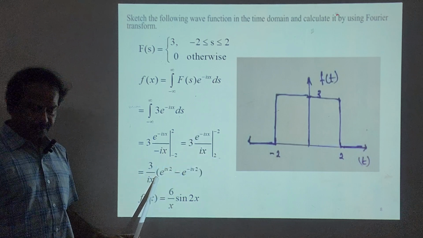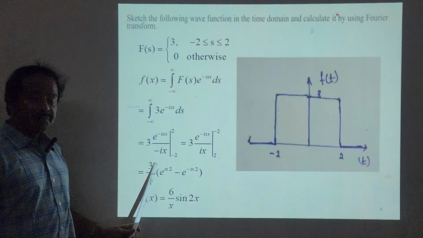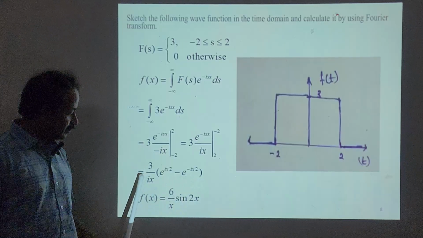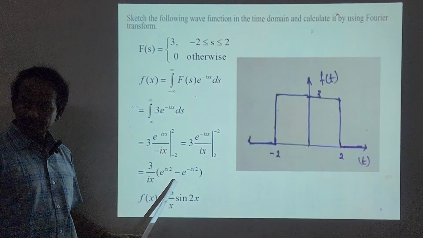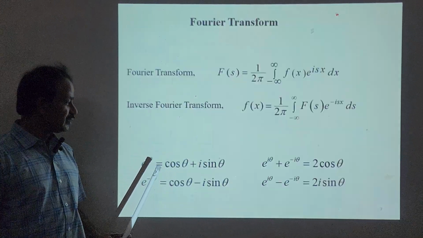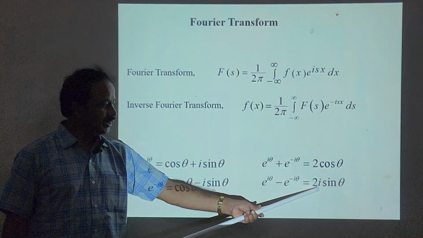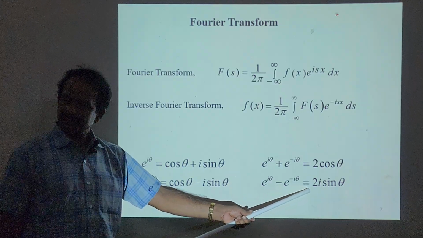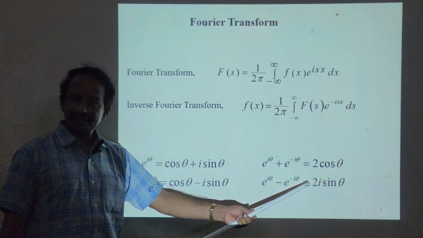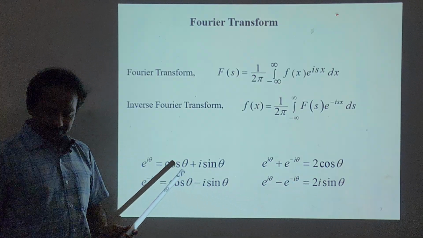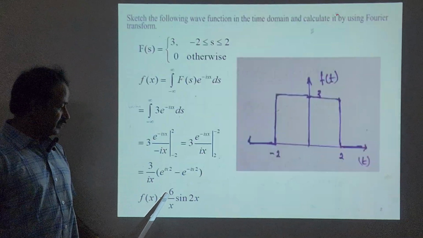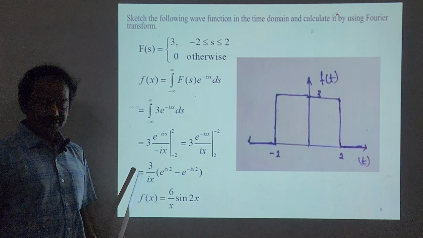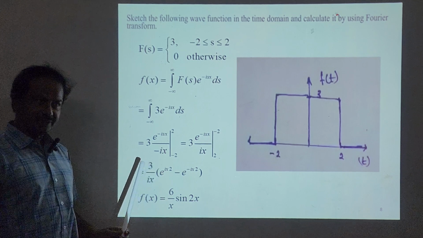Is it okay? Now multiply and divide by 2. So this will become 6 divided by 2i. I just take 2i in here. Already I know that e power i theta minus e power minus i theta divided by 2i is nothing but your sin theta. So that's the reason that this can be written as 6 divided by x sin 2x. Is it okay? Sin 2x.